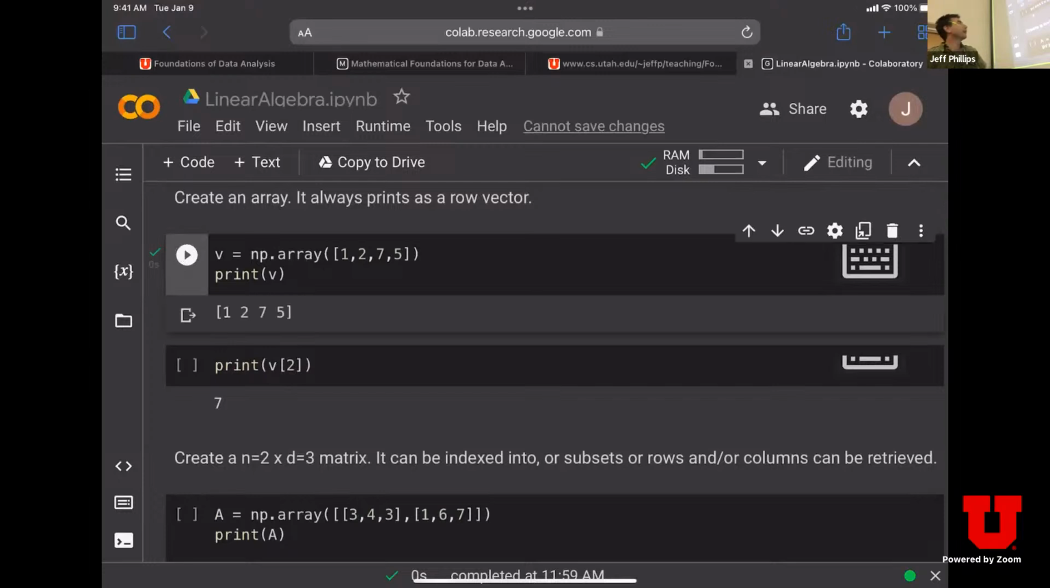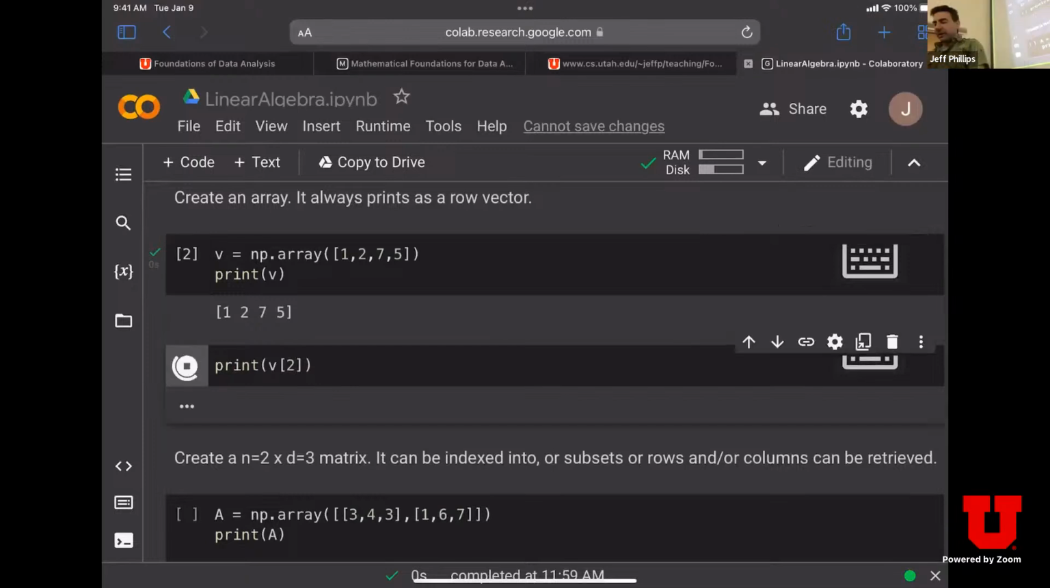Okay, and then to create an array here, it's a bit clunky, right? MATLAB, I think, is better in this regard, but you say NP array and you put in the things in square brackets, comma separated, and this is a vector, right? It's just an array, right? It's called array, but we'll think of it as a vector V, and it prints it out. Right, I can index into it, right? So if I index the second thing into the vector, you can see the answer already. The answer is going to be 7. Okay.